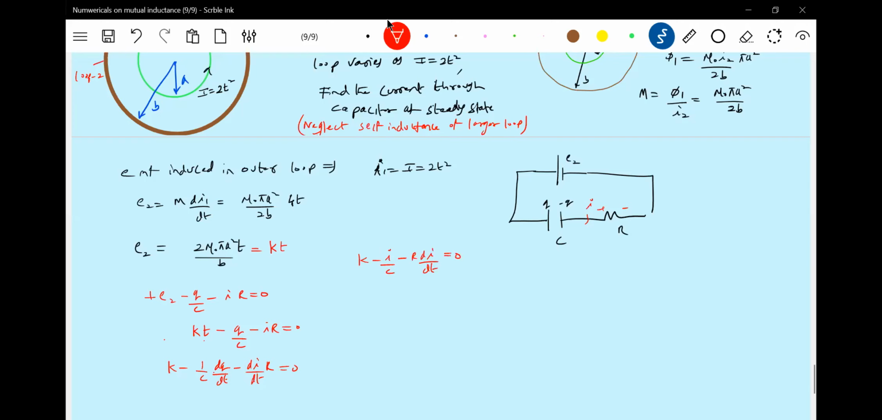I think this can be solved very easily. At t equals 0, what was the current? 0. At any time t, let I be the current. I think we are in a far better position. We can work out now, 0 to I.